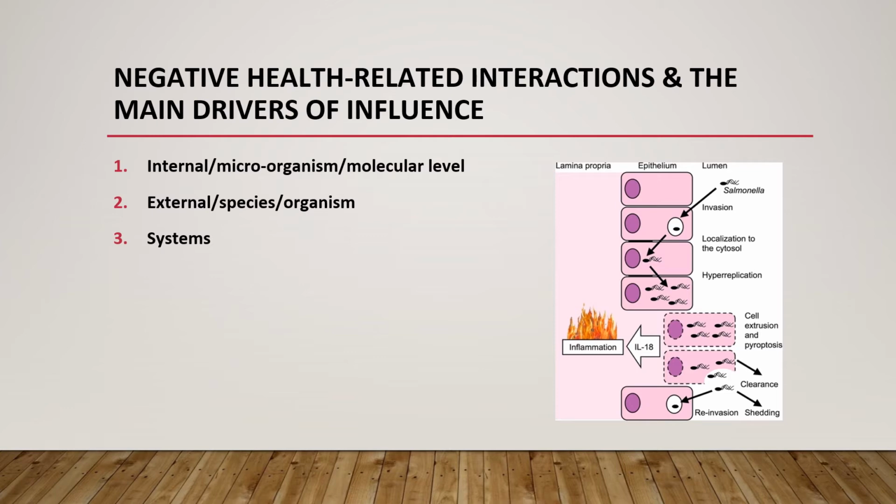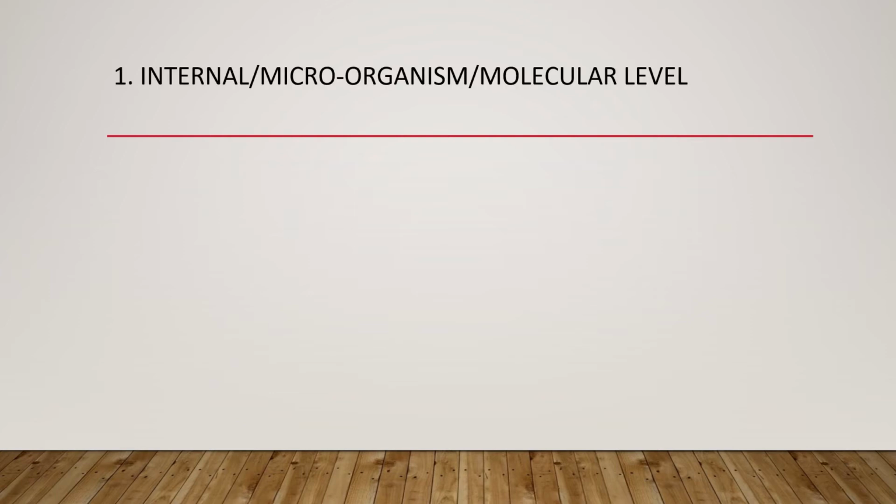When it comes to systems, for example, an infection with Salmonella from contaminated water in rural areas where humans and animals share a water source shows an overlap in the ecosystems of humans, animals, and bacteria. The main drivers of influence that result in each of the health-related interactions at each level are as follows.